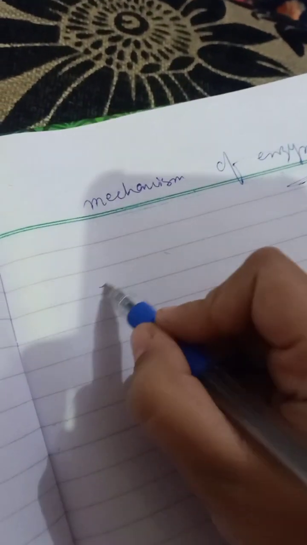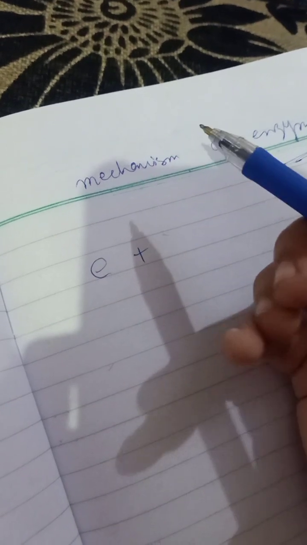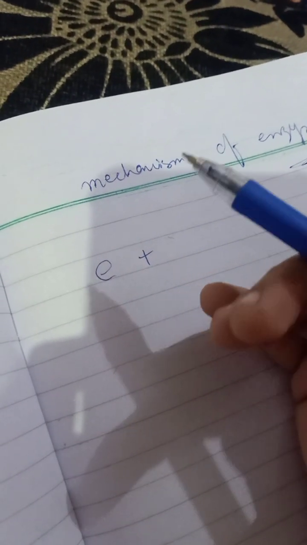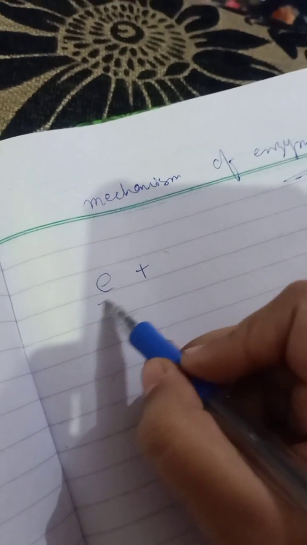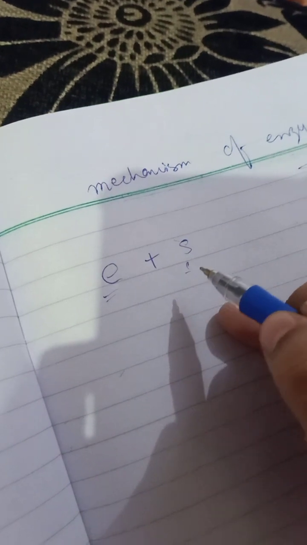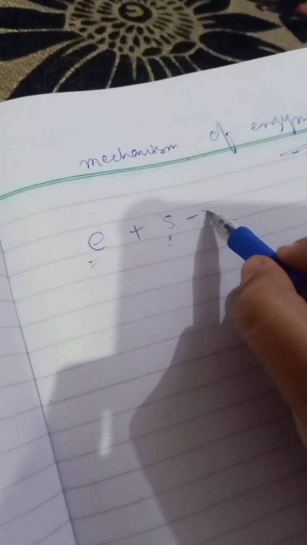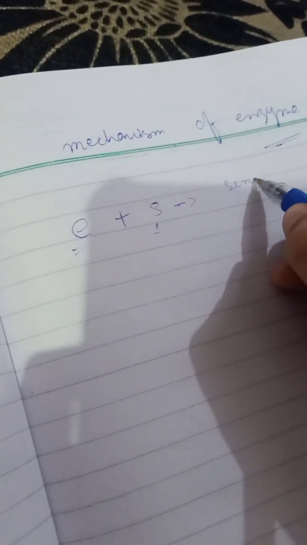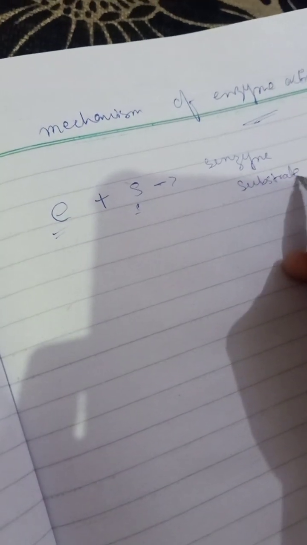What does that mean? It means there is an enzyme, and as you all know, a particular enzyme has a particular substrate, but at some places it is not so, because of the flexibility of the active site. So if an enzyme is joined with a substrate, it can be any kind of substrate. When both join together, we call that an enzyme-substrate complex.